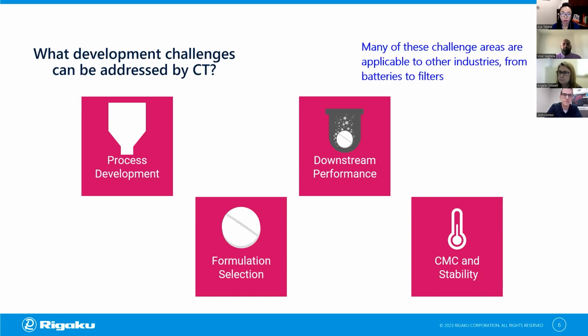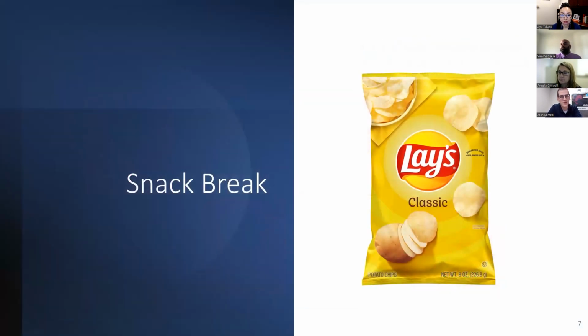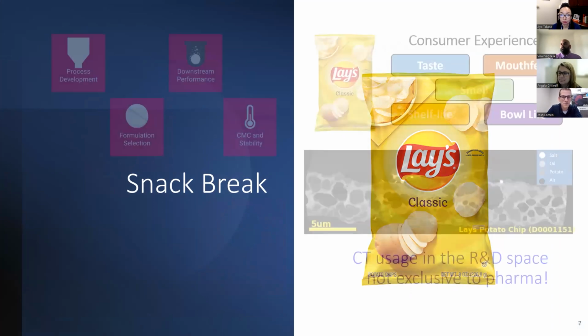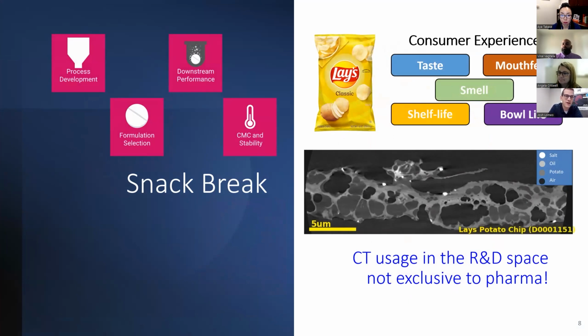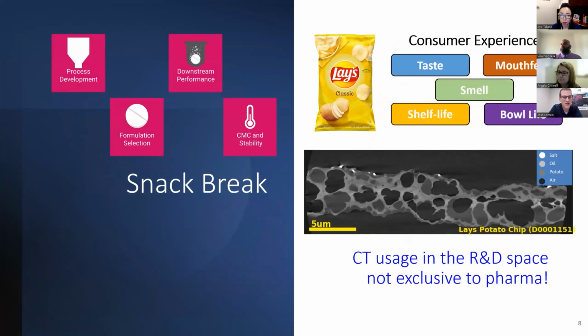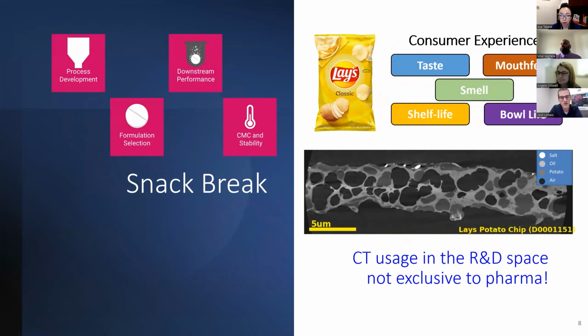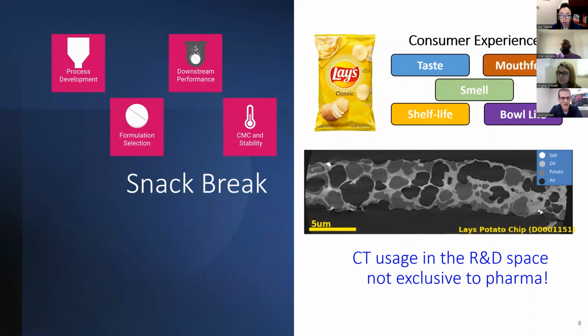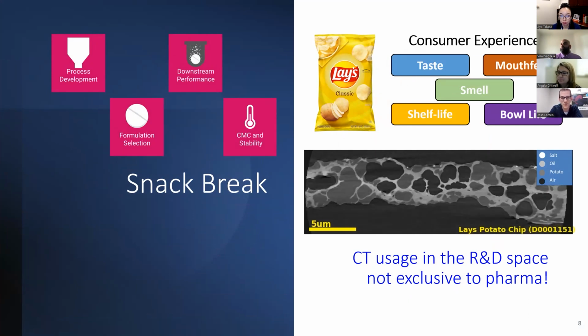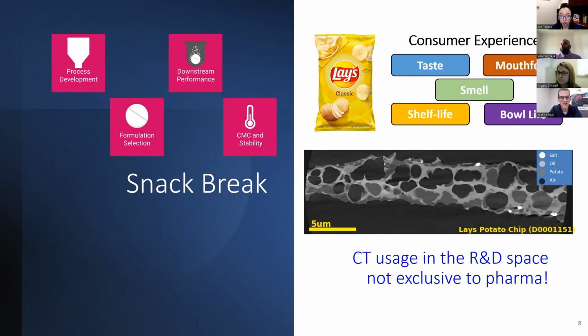I will mention that many of these challenge areas are applicable to other industries, from batteries to filters. And we do have a fun example here, a little snack break, where we can look at the importance in potato chips, where we have done a CT scan. In this instance, we're looking at a Lay's potato chip, and we can think about the process development, how we are making the chip, and the formulation selection. So here it's the amount of salt, the amount of oil, and the amount of air.